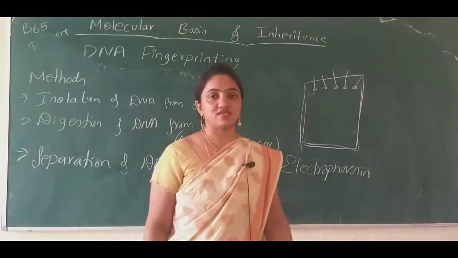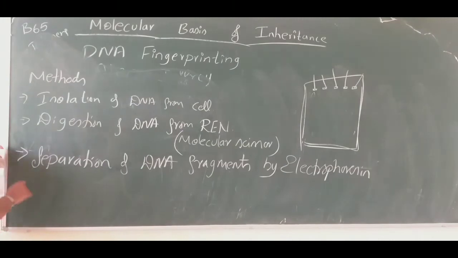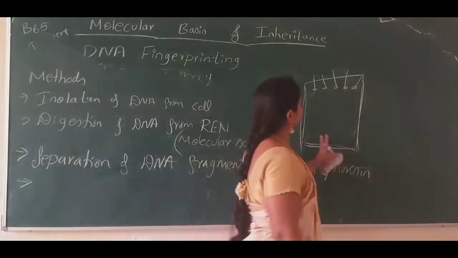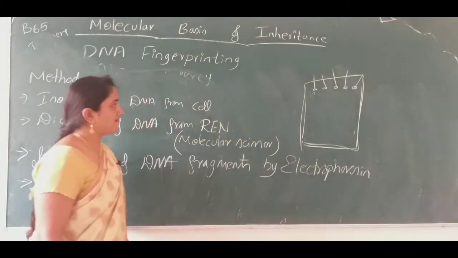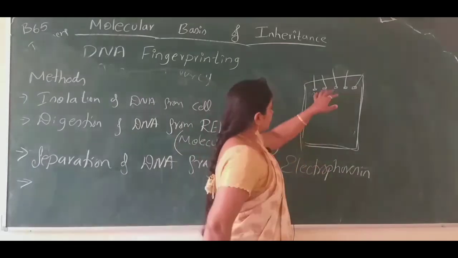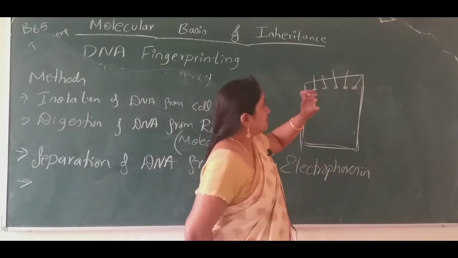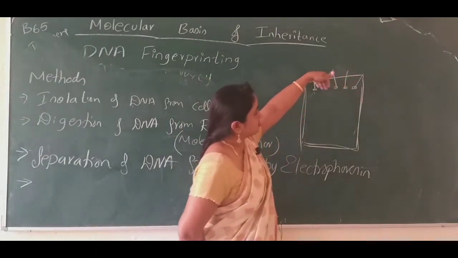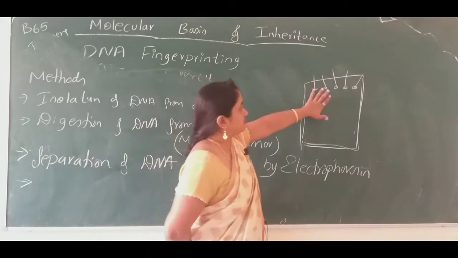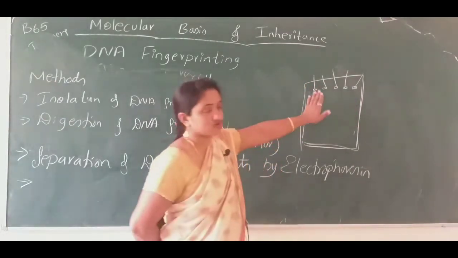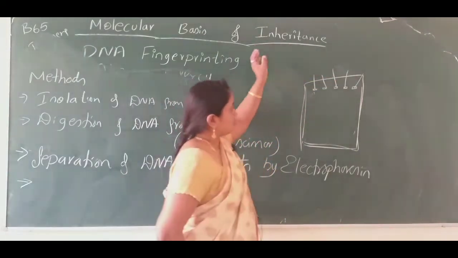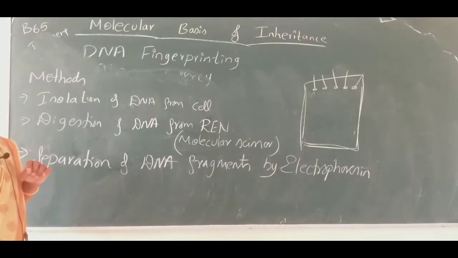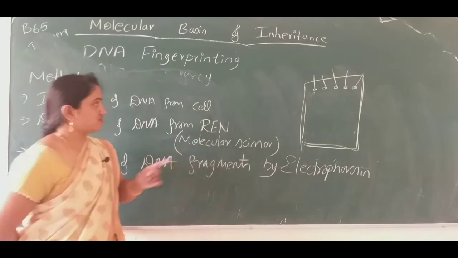That agarose gel is a semi-solid agar. It acts like a nutrition, like just media. In that agarose gel, there will be minute pores. How to make those pores? Some instrument is kept in the agarose before it sets. After it comes to the semi-solid condition, that instrument is taken out. That makes the agarose gel media into small pores. In those pores, the DNA sample that we have taken will be poured.